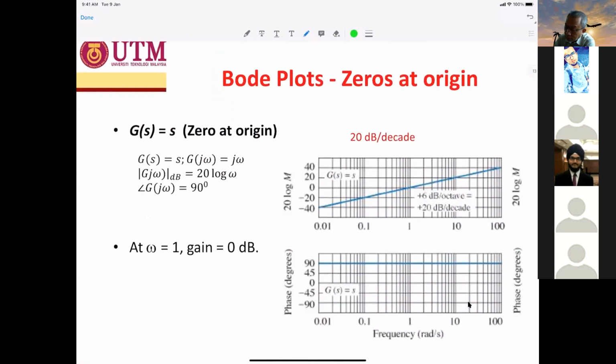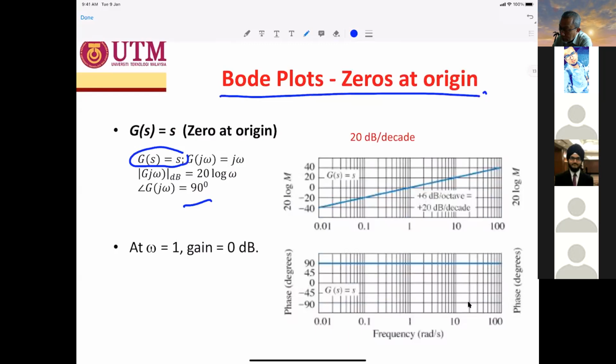Then for zeros at the origin, which is G(s) equal to s. Replace s with jω and the magnitude is 20 log ω. The phase will be 90 degrees, and this one will be a straight line with a slope of 20 decibels per decade. Usually we are not using octave, so we are using positive 20 decibels per decade.